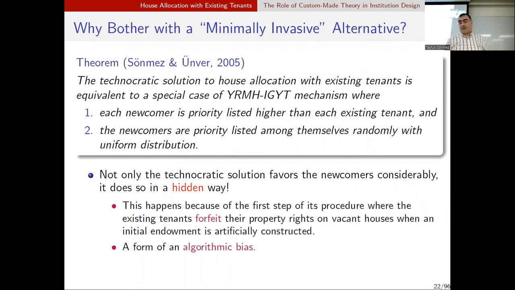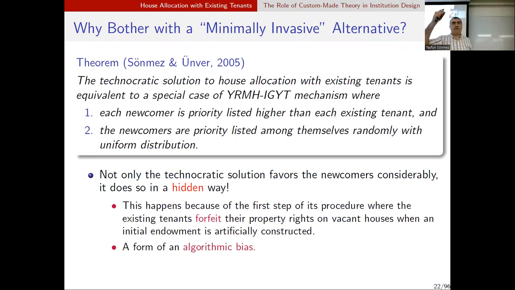Let me tell you something. Shortly after I published these papers, I moved to Turkey. I did one of the best things I did in my professional life. I recruited Utku. And the first thing I asked him is to prove this theorem. Now the theorem is the following. The technocratic solution is not just any solution. It's the same mechanism as a special case of my mechanism. You request my house, I get your turn, where you do something special with the queue.